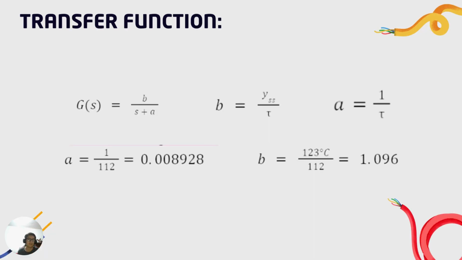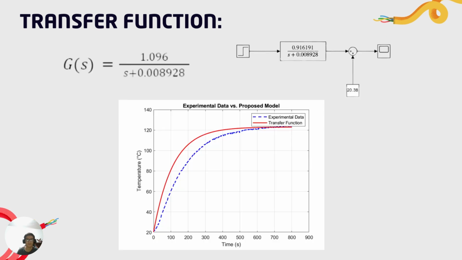We decided to make a transfer function of the form G(s) = b / (s + a), where b is equal to the maximum value divided by tau, and a is equal to 1 over tau. From the graphs, we obtain the value of tau, which helps us to calculate a, and we also see that the maximum temperature was 53 degrees Celsius, which helps us to calculate b. With these coefficients, we get our transfer function.